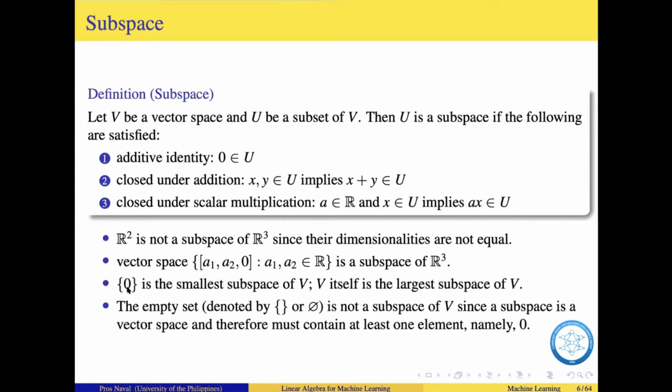Then this 0 vector is the smallest subspace of V. V itself is the largest subspace of V. And finally, the empty set, denoted by this symbol here, is not a subspace of V, since a subspace is a vector space and therefore must contain at least one element, namely 0. So this condition must be satisfied. That's why this empty set is not a subspace.